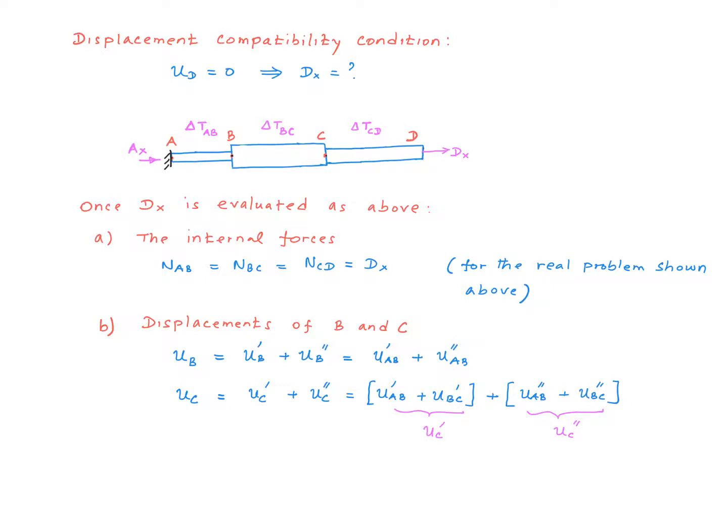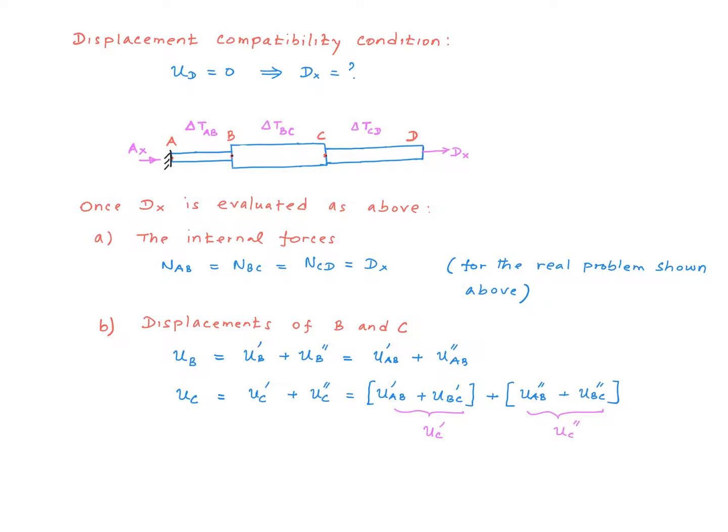So this is a real problem, right? So you can see if I section over here, the internal force there is going to be exactly equal to dx, right? Same thing over here and same thing over here. So the internal forces in each of these three segments are equal to each other, and that is equal to dx. Now if I'm interested in calculating the displacements of points B and C, we would calculate it like here. The displacement of point B is going to come from the displacement of point B for the mechanical problem and the displacement of point B for the thermal problem, right?